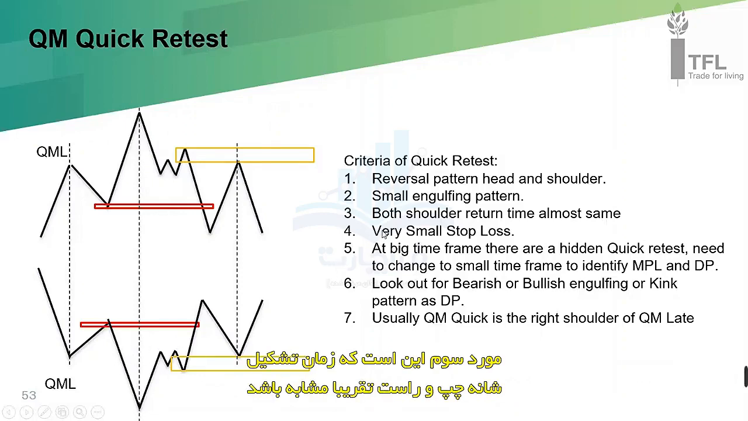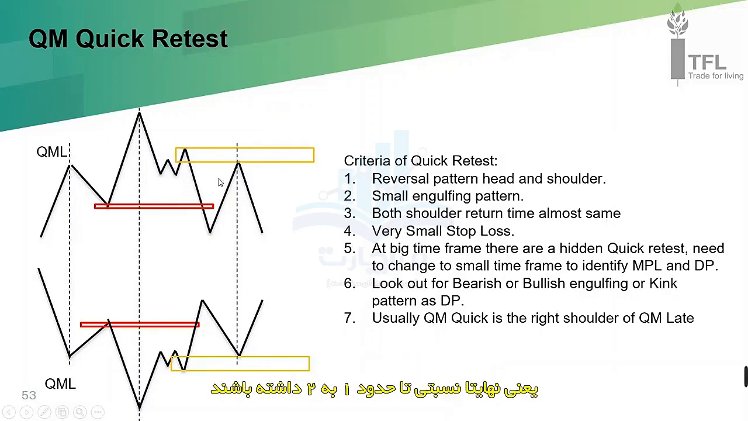So the third criteria is that both shoulders' return time is almost the same. By the way, when I talk about almost the same, it is within a 1 to 2 ratio. Like what I explained earlier, let's assume that this is 4 candles, this is within 8 candles. It's almost there. And this is one of the best types of setup, right? And it's very, very frequent, right?